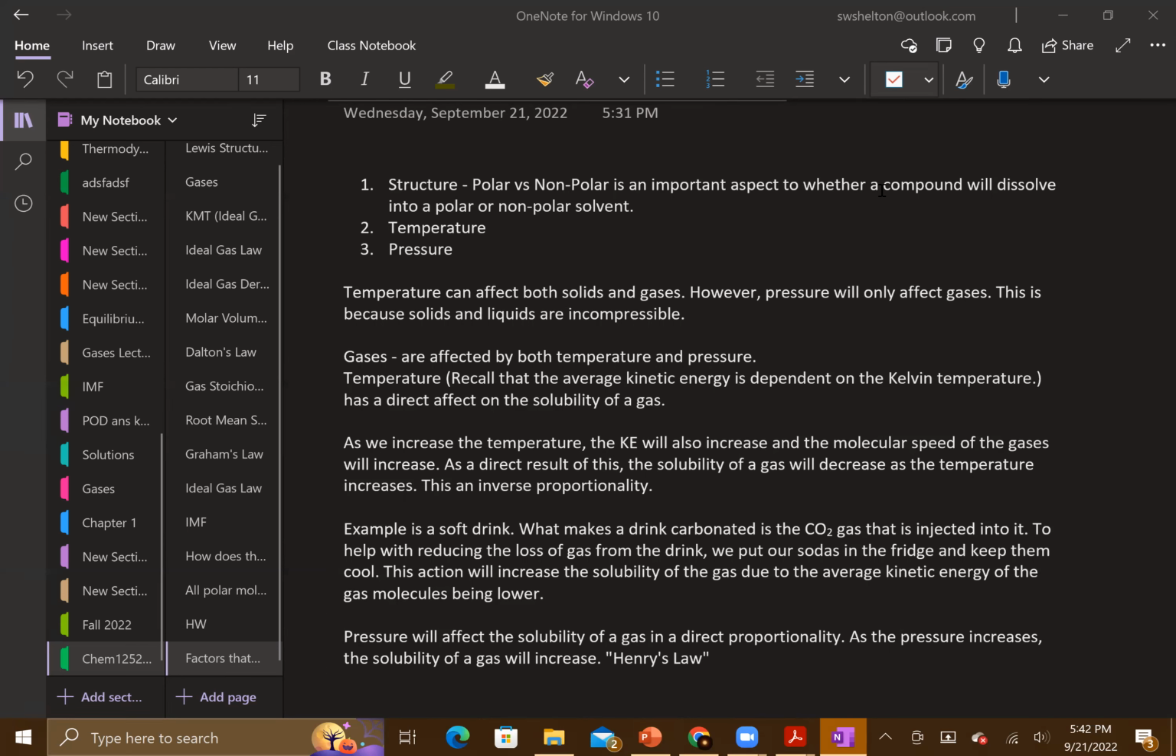That's a gas law, right? So when we talk about pressure and temperature, if I increase the pressure, I'm going to increase the temperature. If I decrease the pressure, I'm going to decrease the temperature. Pressure and temperature are directly related to each other.